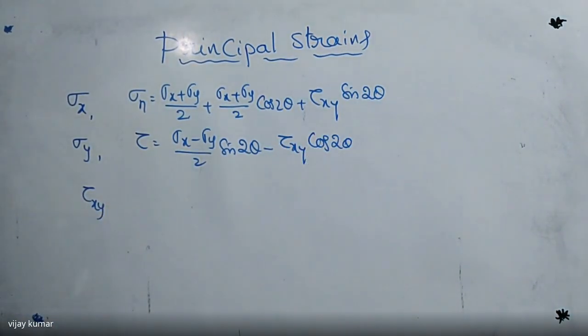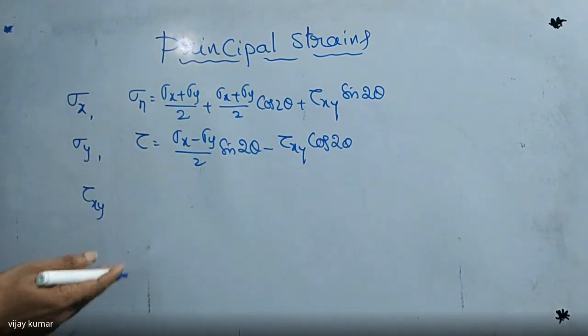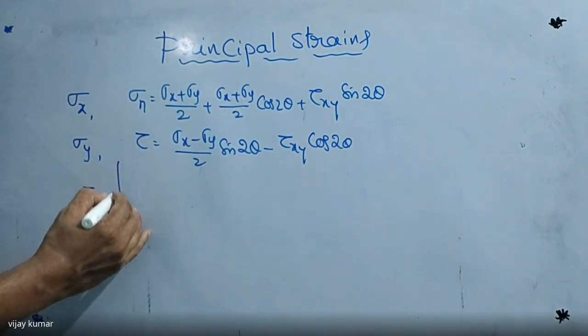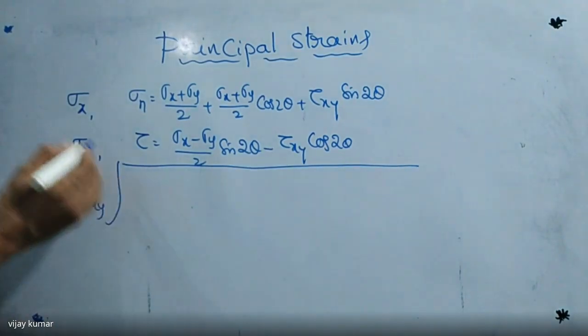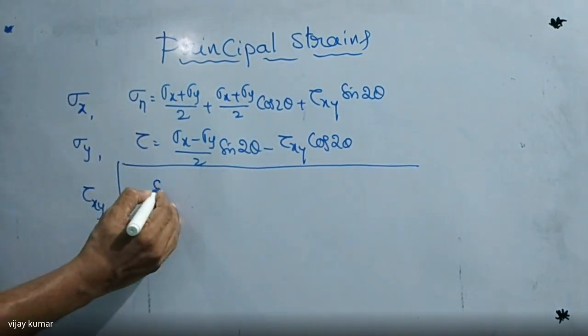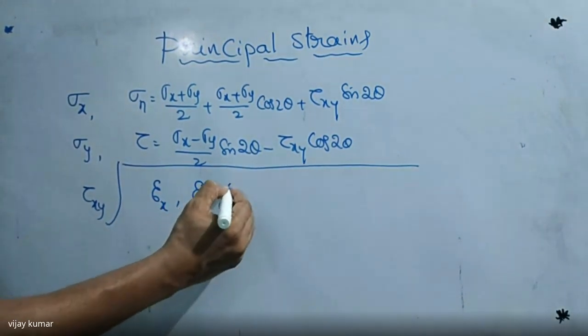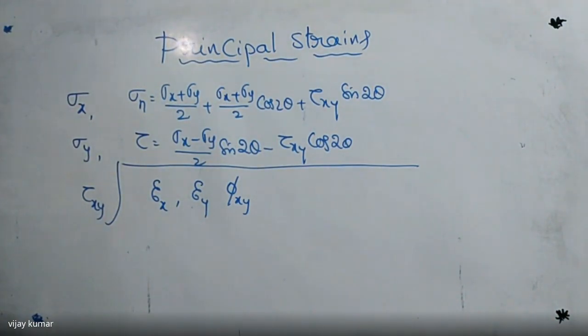In the same way we can write the value of the principal plane and principal stress, I'll give it to you. But in case of principal strains, in place of sigma x, I'm going to use epsilon x, epsilon y and phi xy. Epsilon x is strain along the x direction, epsilon y is strain along the y direction, and phi xy is the shear strain.